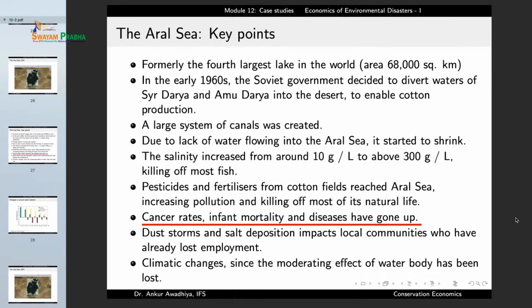And we also start to observe climatic changes since the moderating effect of the water body has been lost. So, near any water body, we have moderate temperatures. It does not become very hot in the summers, it does not become very cold in the winters because of the moderating impact of the water body. Now that the water body is gone, we also start to observe a much changed climate with more and more extremes.